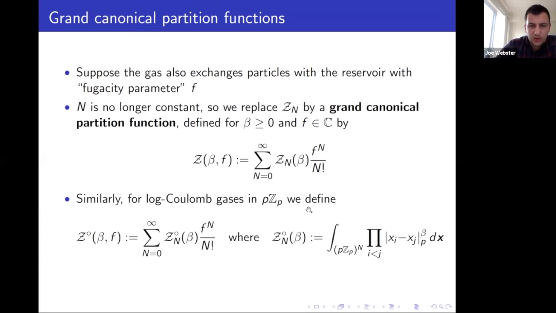Okay, similarly, I want to define another grand canonical partition function in the situation where the log Coulomb gas is constrained to a smaller ball. So this is the open ball, or the maximal ideal in Zp. This is very much the same setup. You would get a very similar formula for Zn circ as I got for Zn before. What I want to give you now is an interesting relationship between this grand canonical partition function and that one.